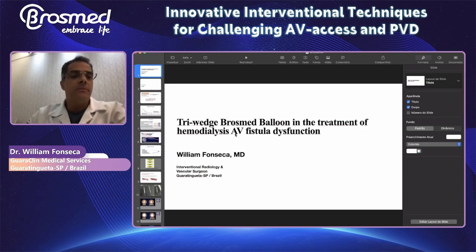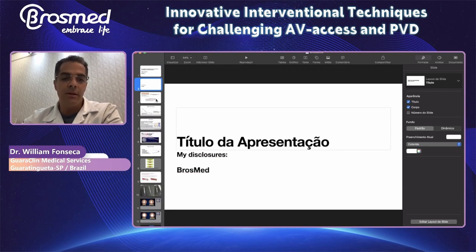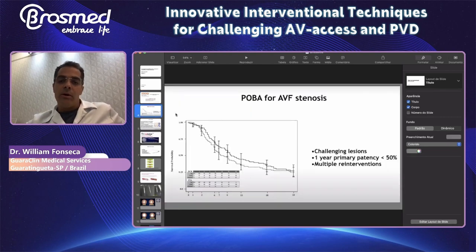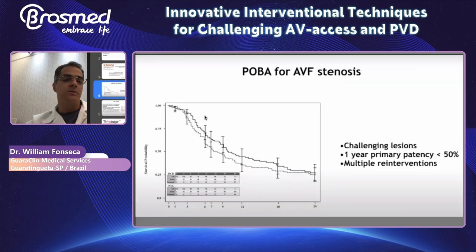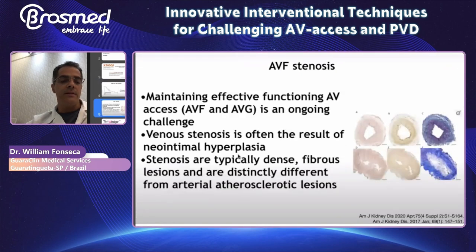We're going to show some concepts, not to repeat the class, because this is a long discussion about the same title. We discuss the Tri-wedge balloon and new concepts about angioplasty. We know about the Kidoki concept, that POBA shows us that in challenging lesions you can achieve less than 50% patency in the first year, and sometimes multiple reinterventions are necessary to keep the vessel open. This type of lesion in general has stenosis that results from neointimal hyperplasia, and typically fibrous lesions that are distinguished from the arterial lesion.